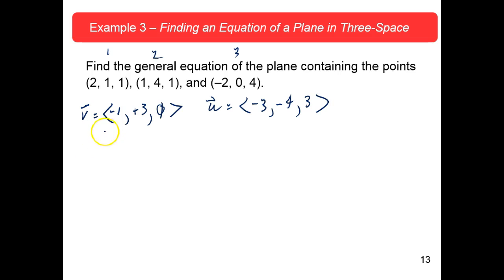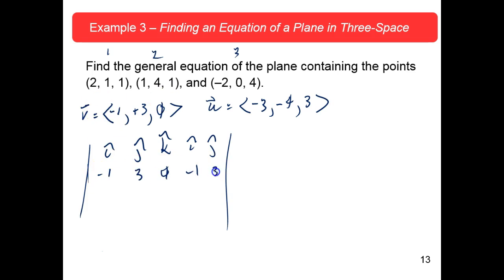And this again is how we do our cross product. We start with i, j, k, and repeat the first 2, i, j. It's sort of like a determinant here. Then we put these 2 down, negative 1, 3, 0, negative 1, 3. And the other one is negative 3, negative 4, 3, negative 3, negative 4. Repeat the first 2. And then you do your down diagonals. And that's going to be a what? 9i, right? Next down diagonal. 0. Plus 4k.